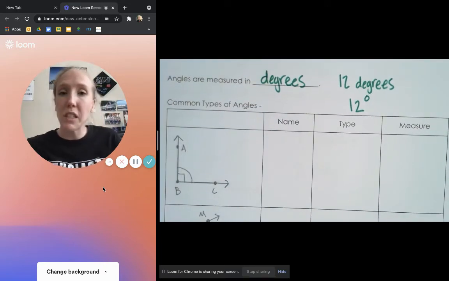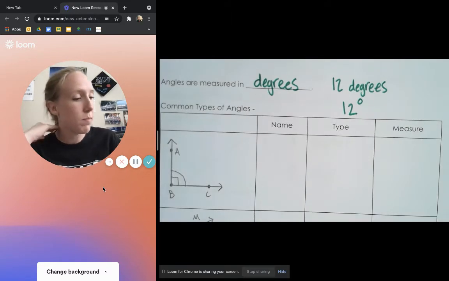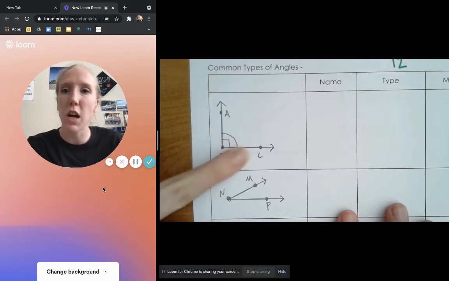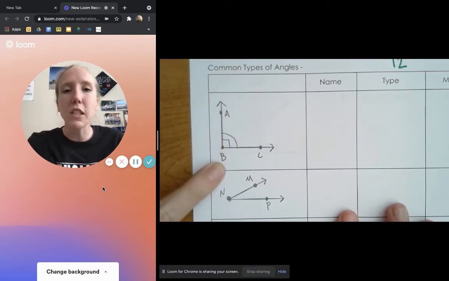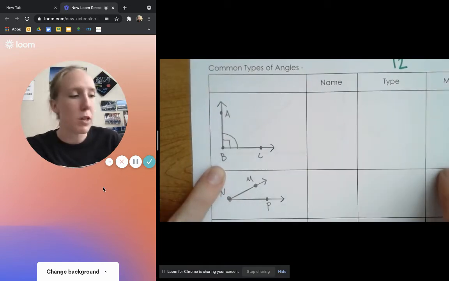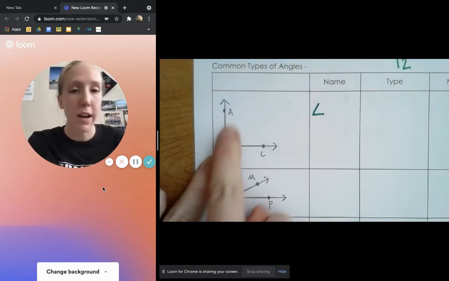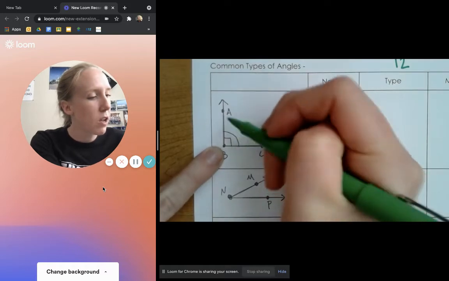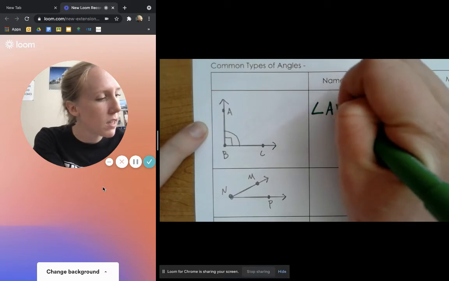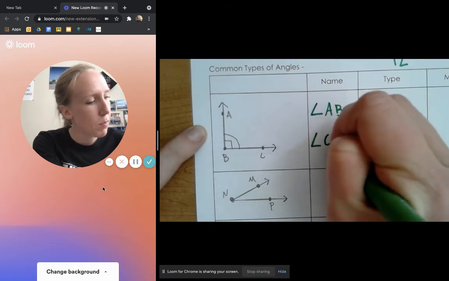Okay. There are some specific types of angles that we need to talk about and that you just have to have memorized. The first one is a right angle, and we'll talk about that in a second. But let's practice naming angles before we get into the types and their measures. So this angle we would name by letters. If we're naming this angle, we start at A, go to B, the vertex has to be in the center, and then C. The other way you could name this is C, B, A.